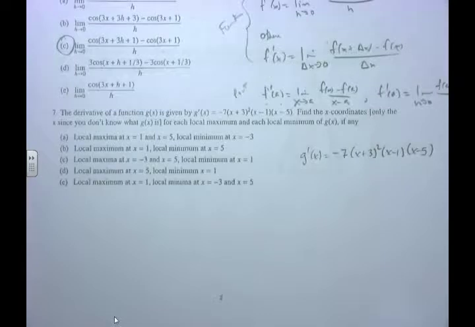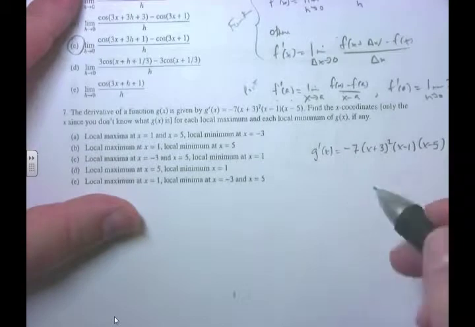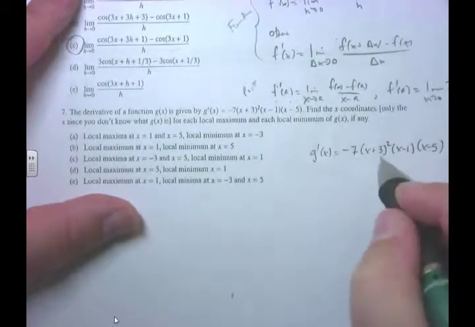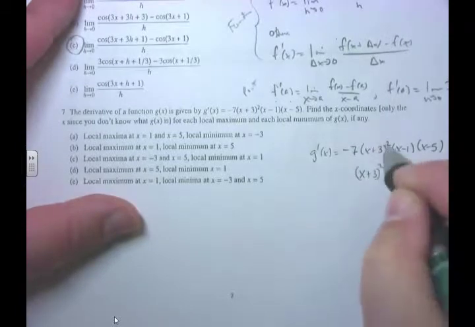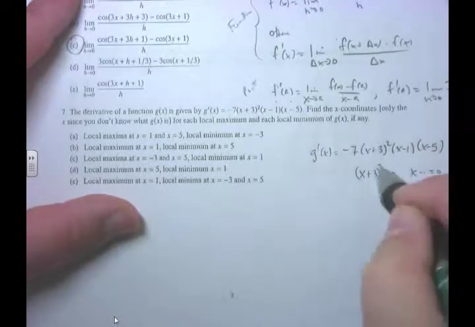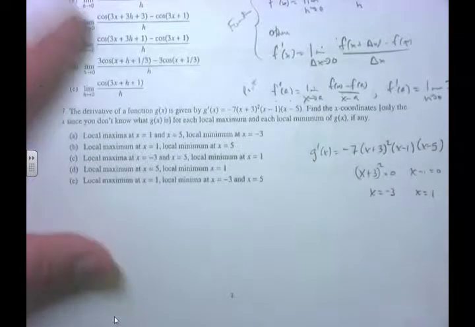Here's the deal. They've given you the derivative. You've got to find critical numbers. How do you find a critical number? You take the derivative and set it equal to 0. Then you set each factor that has an x in it equal to 0. So there's an x plus 3 squared. That's a factor. Set it equal to 0. X minus 1 equal to 0. X minus 5 equal to 0. Take the square root of both sides and solve for x. I got negative 3. I got 1. And I got 5.